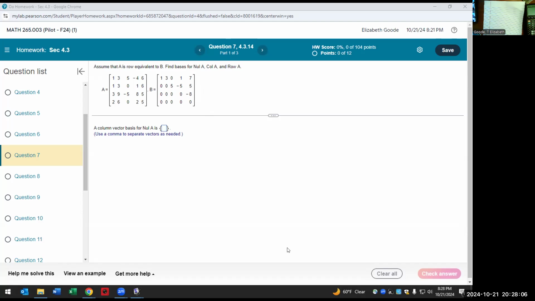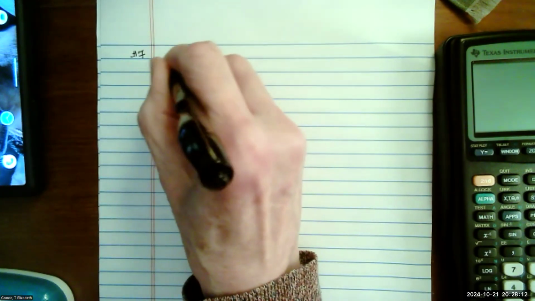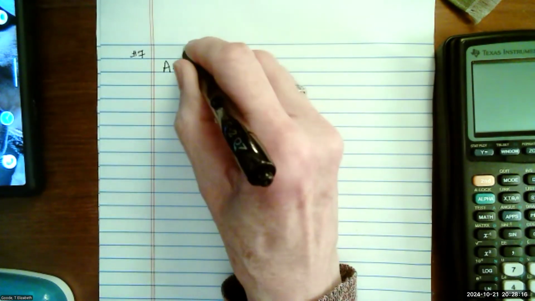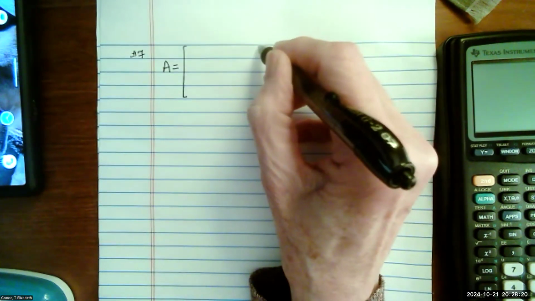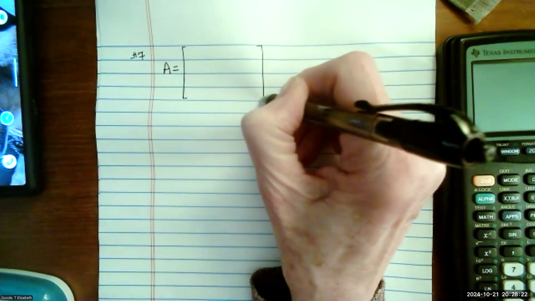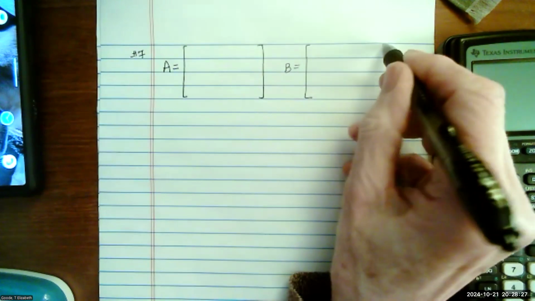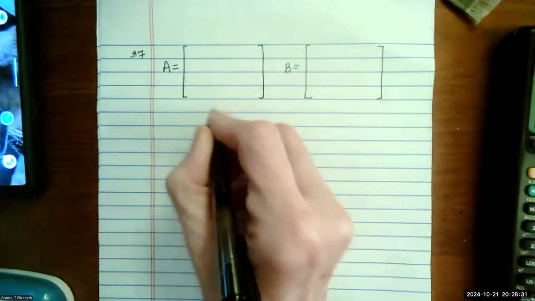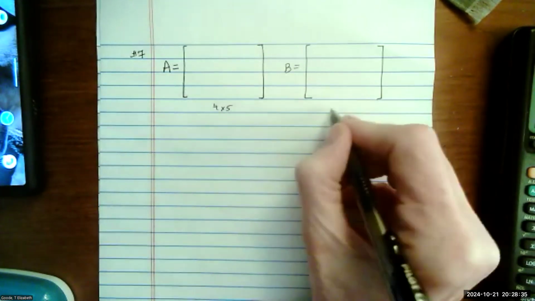Okay, so for number 7, what are the numbers that you have in A? And is your A 4 by 5 the way mine is? I bet it is. 4 rows and 5 columns. And your B is 4 rows of course and 5 columns, the same thing. All right, so what are the rows in your A?